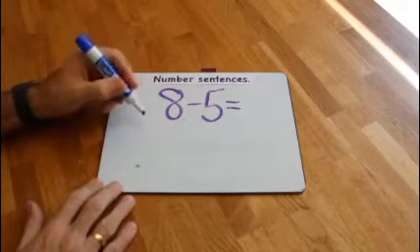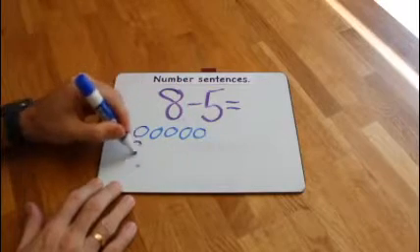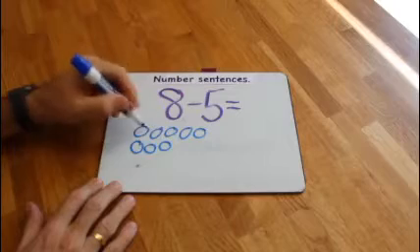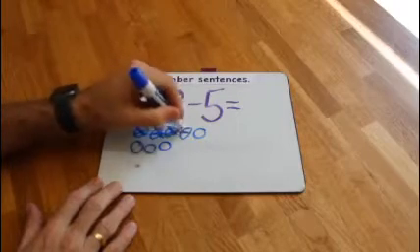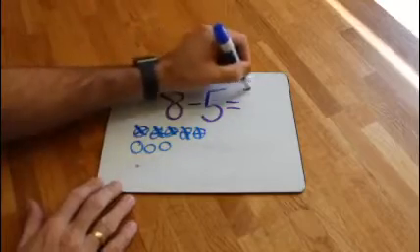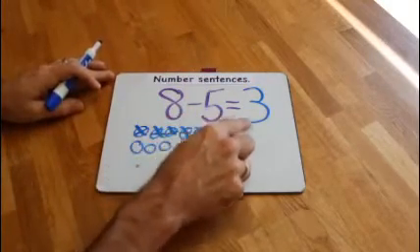Or we can do our pictures. 1, 2, 3, 4, 5, 6, 7, 8. Minus means take away 5 of them. 1, 2, 3, 4, 5. How many are left? 1, 2, 3. Read it with me. 8 minus 5 equals 3.